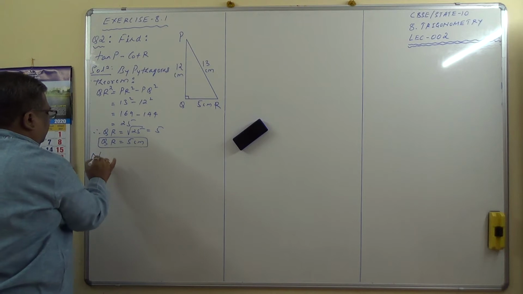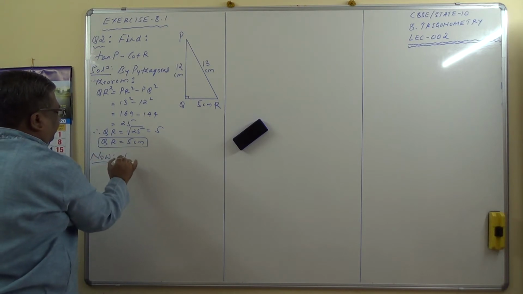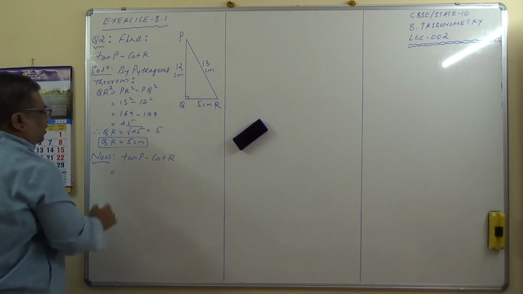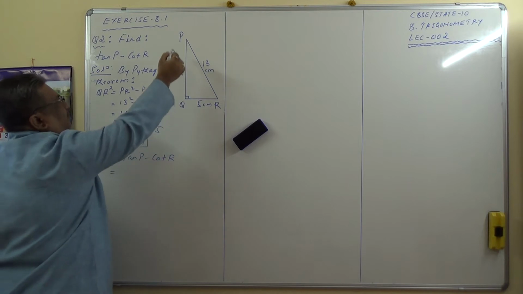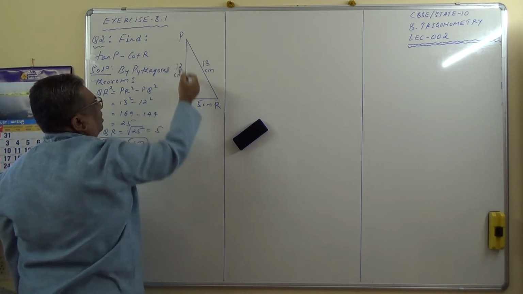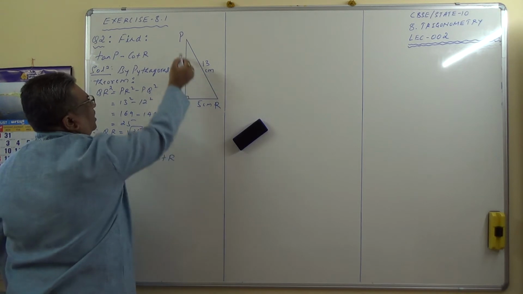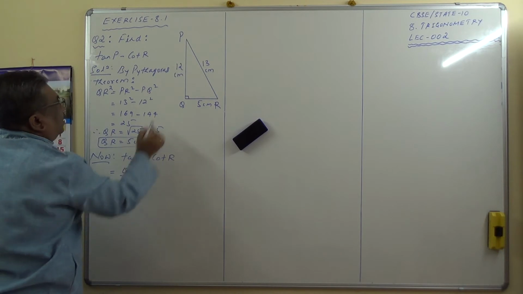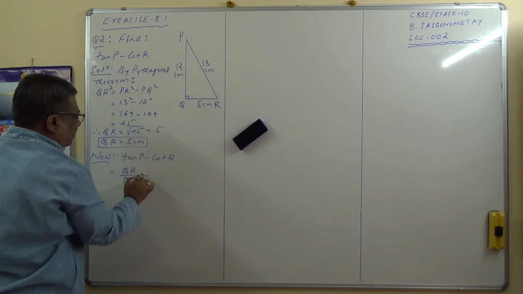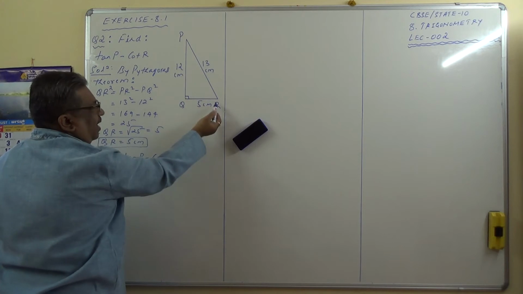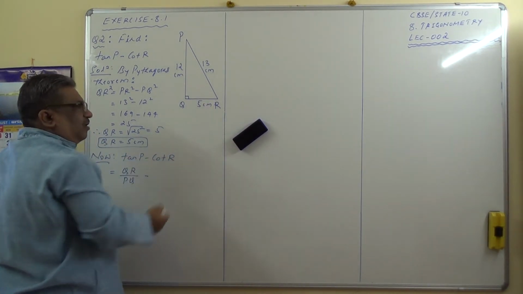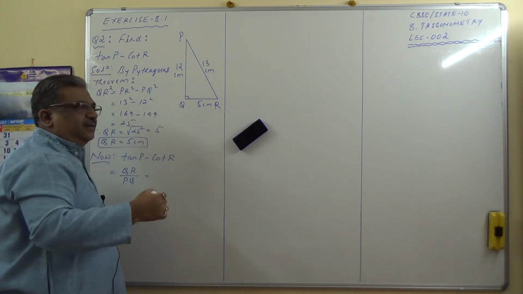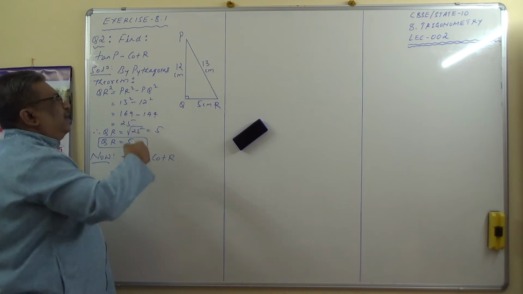Now tan P minus cot R equals, what is tan of P here? P is the reference angle with respect to tan P. Tan of P is equal to opposite side divided by adjacent side. So tan P is QR divided by PQ minus cot R. What is cot of R? Cot of R is the reciprocal of tan. Tan is opposite by adjacent and cot is adjacent by opposite.